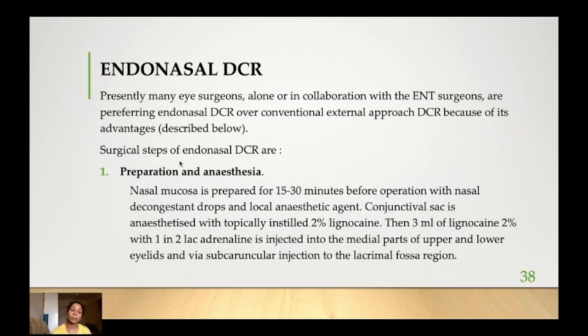Here we have to prepare the nasal mucosa 15 to 30 minutes before surgery. We put nasal decongestant drops and local anesthetic agents in the nose. The conjunctival sac is also anesthetized by topical instillation of 2% lignocaine, and the surrounding area is anesthetized by injecting 2% lignocaine with adrenaline in the medial parts of the upper and lower eyelids, and via a subcutaneous injection to the lacrimal fossa region. This is how we prepare and give anesthesia.